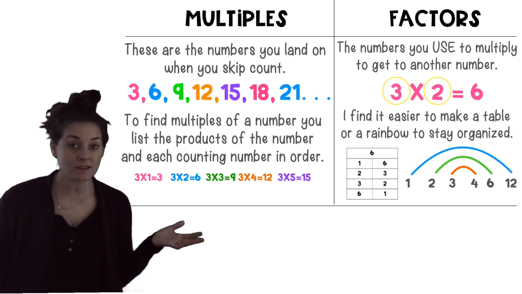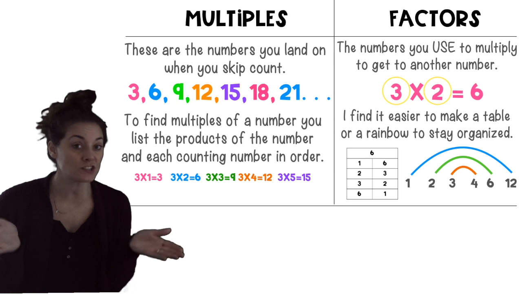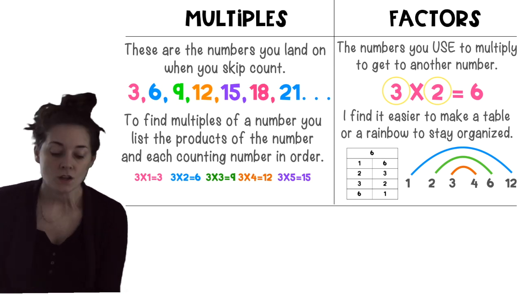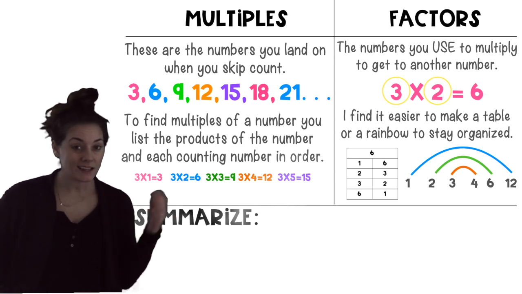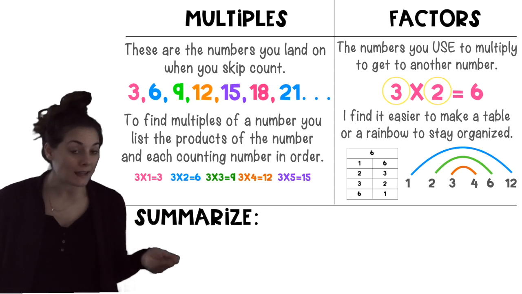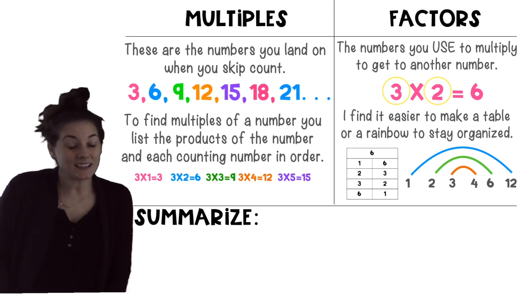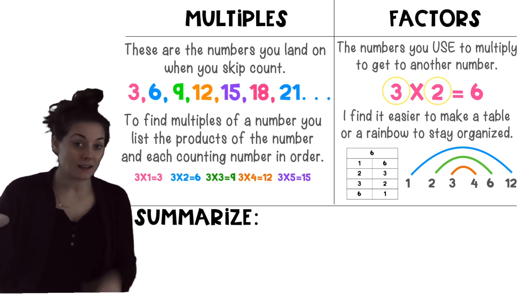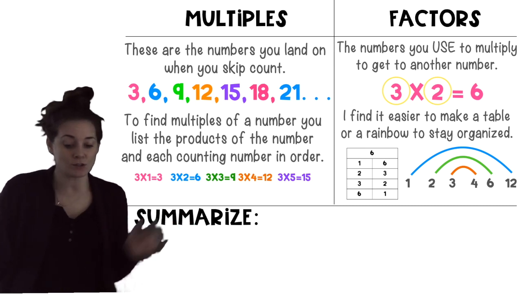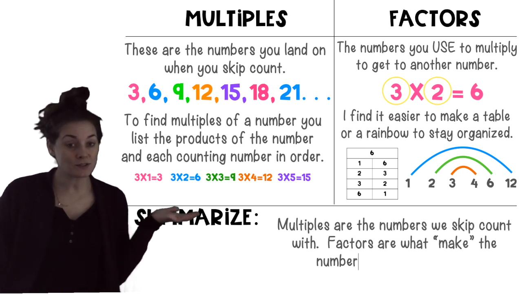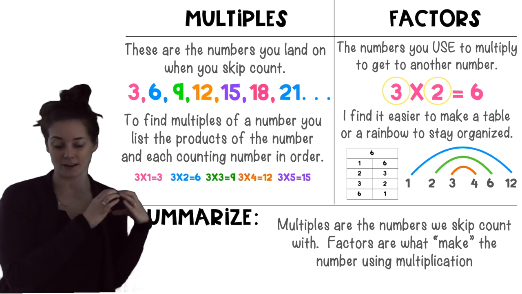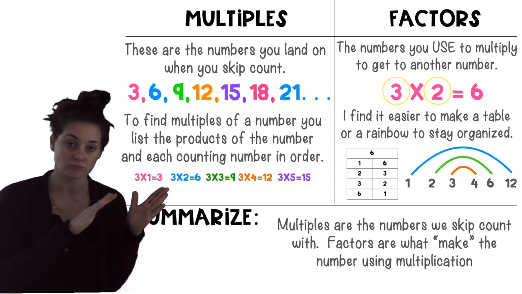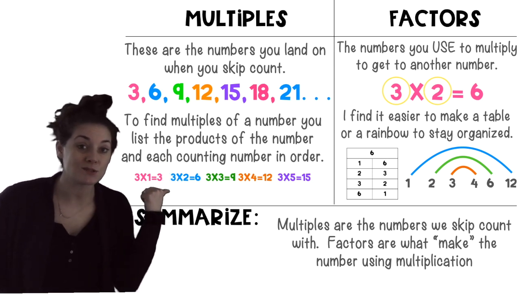Either one of these methods are great. You're just going to use which one works best for you. So let's summarize. In summary, multiples are skip counting, and factors are what numbers do I use to make my target number using multiplication? We're good? Let's do some examples.